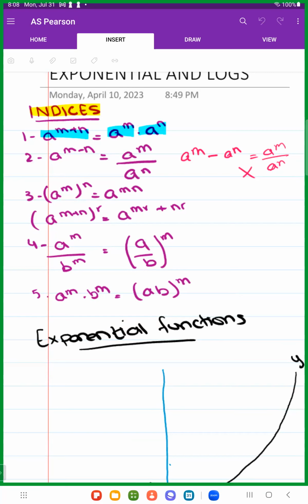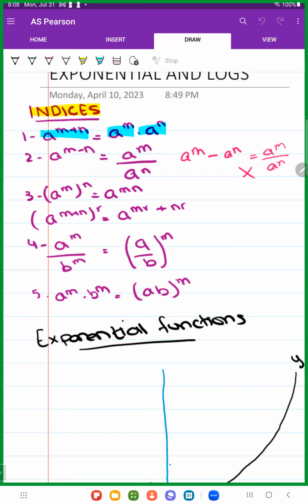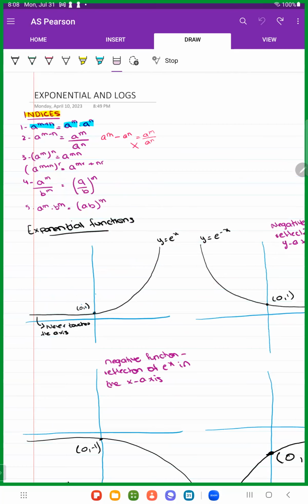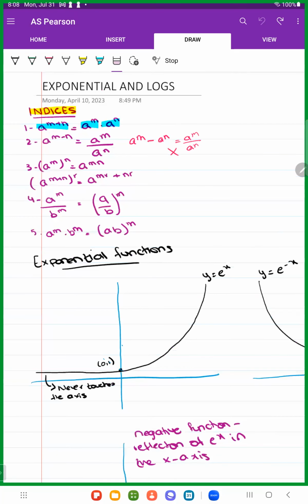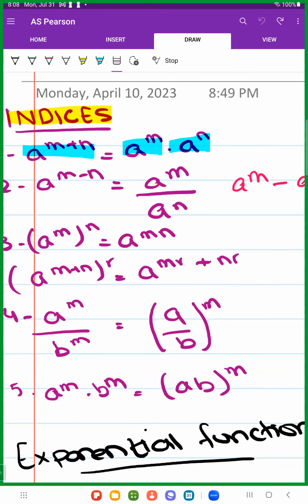Let's first talk about indices. There are several rules of indices. For example, you have a to the power m plus n. How do you open this up? You do a to the power m into a to the power n. So the bases remain the same. By bases, I mean a. You take the same bases and multiply them, separating the powers. Understand?